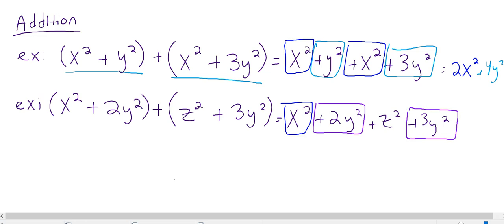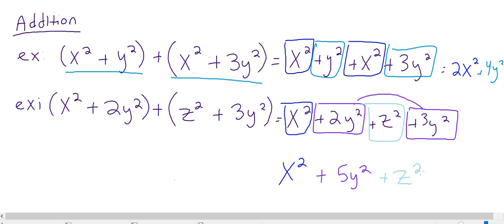So let's rewrite the question. X squared plus, we can add the 2y squared and the 3y squared to become, we keep the base, keep the exponent, add the coefficients, plus 5y squared. And then the z squared, we only have one z squared, so we can't add it to anything else, just keep it how it is. Plus z squared, and this is the answer to the question.